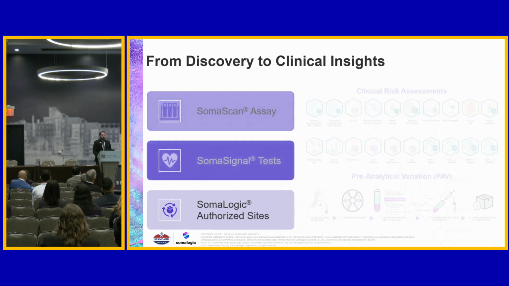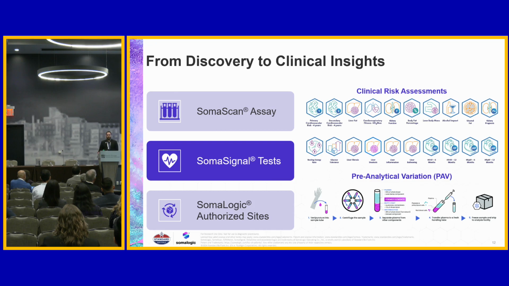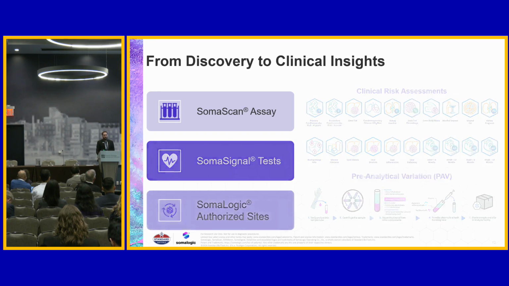The second is our SomaSignal tests. These are clinical risk assessments that have taken a look at a subset of clinical samples, and we've developed tests that can, based on the protein profiles of these samples, really be used as diagnostic tests. The coolest one, in my opinion, is the pre-analytical variation, which takes a look at proteins that are more and less sensitive to things like time to centrifuge and freeze-thaw cycles.